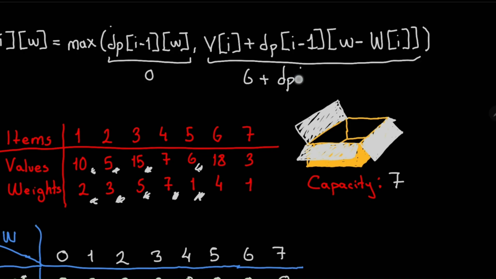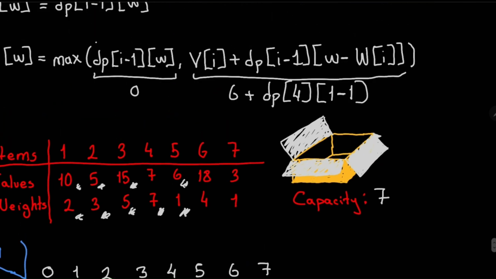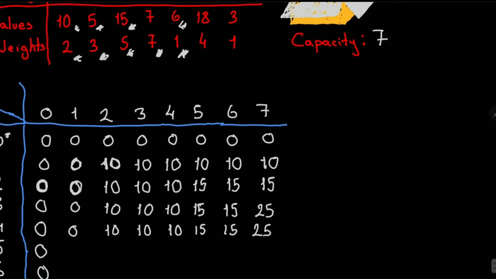And dp, the current capacity is 1 minus 1 is 0. So dp[4] of 0 is 0. So this expression gives us 6, and we will take item 5.